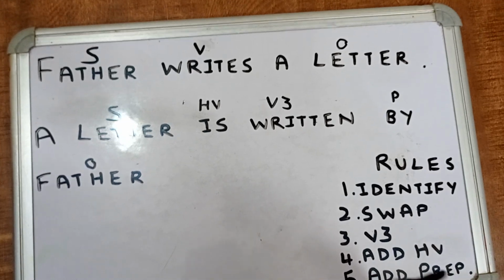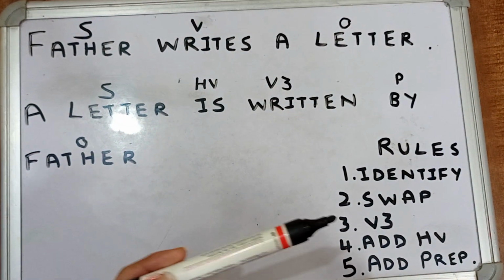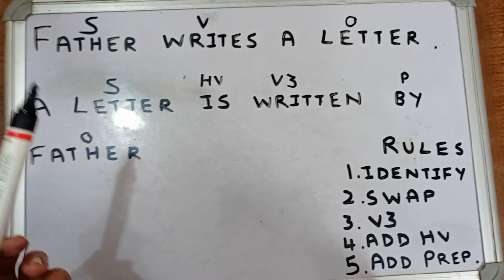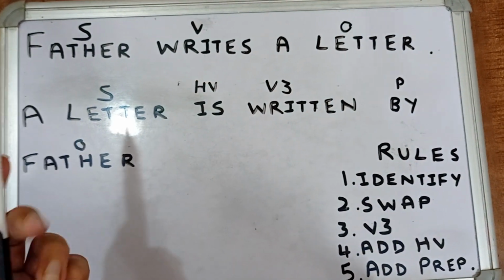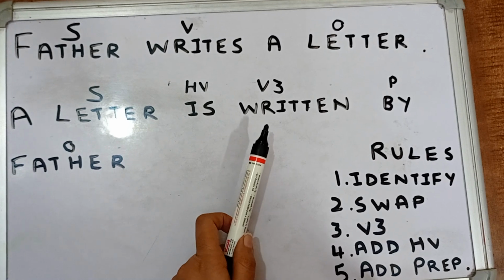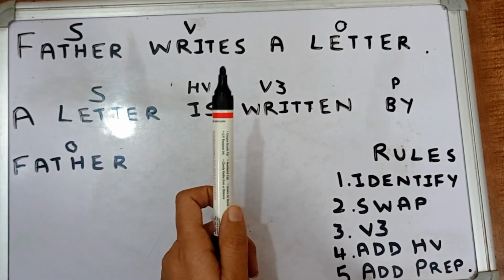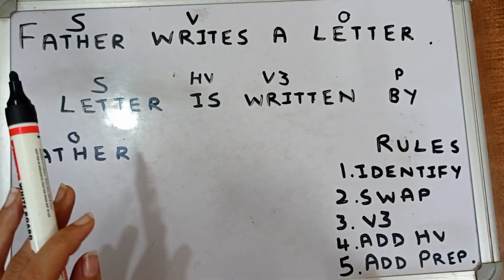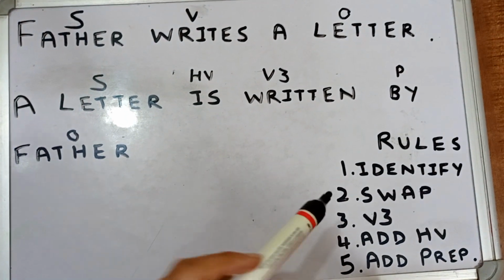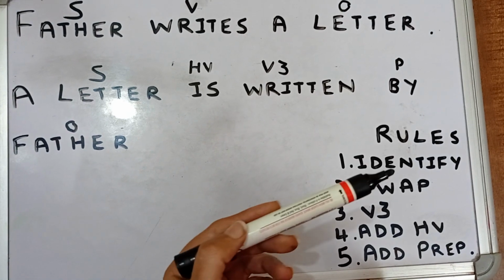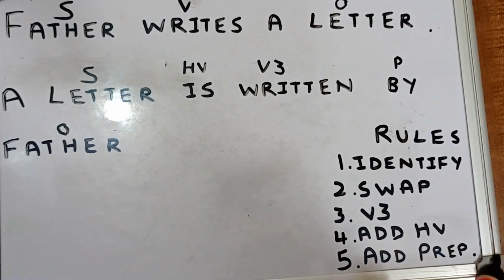So we have to just remember these 5 basic rules. First, identify the subject, verb, and the object. Then we have to simply swap the subject with the object. Then we have to use the third form of the verb, that is write, wrote, written. You will do this in all the sentences you're converting. Fourth is to add a helping verb, which is here. And the fifth and the last is to add a preposition, that is by.